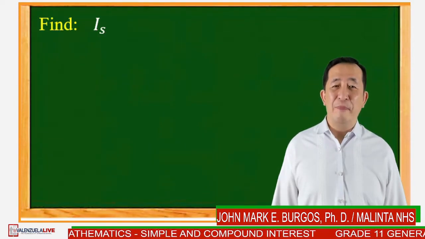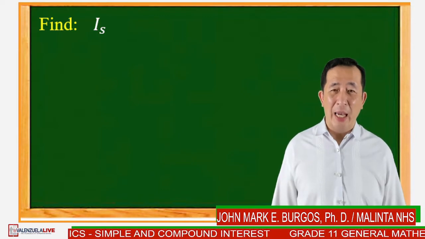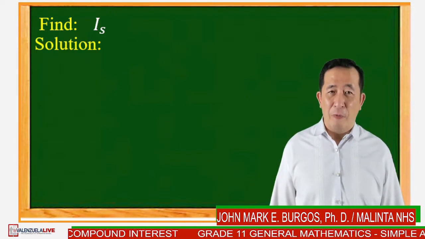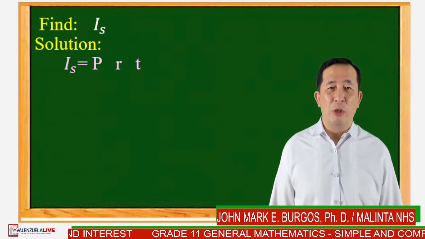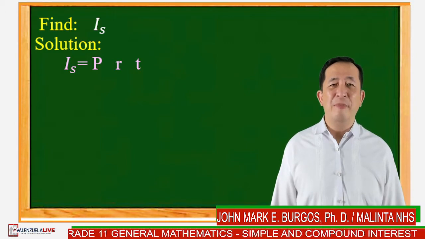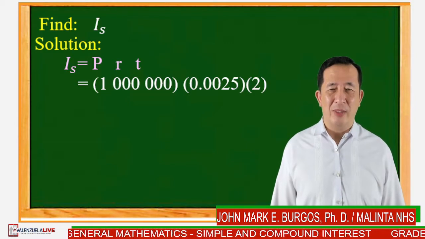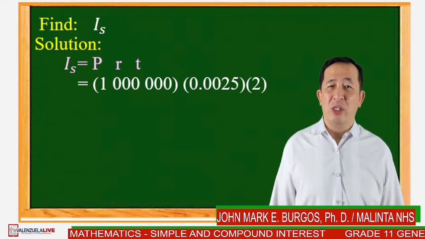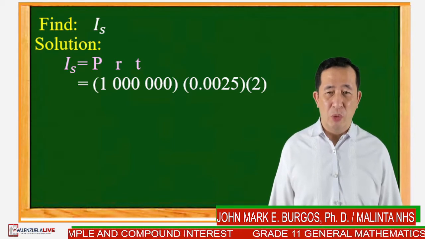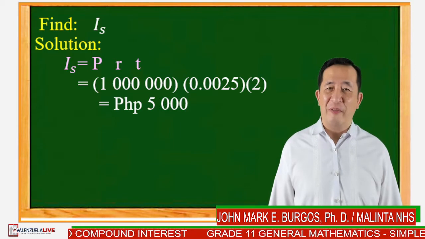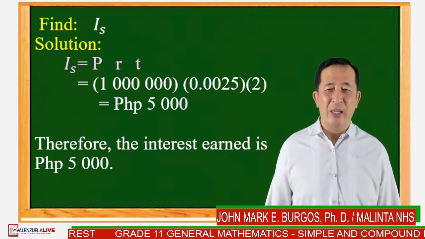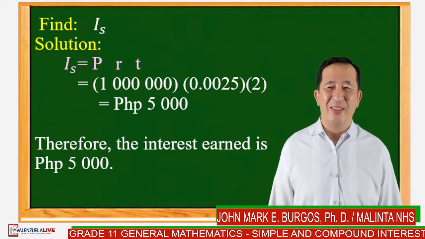To find the simple interest, or I, we will use the formula I is equal to P times R times T. If the principal is 1 million pesos times the rate, which is 0.0025, times the time, which is 2, the answer will be 5,000 pesos. Therefore, the interest earned is 5,000 pesos.